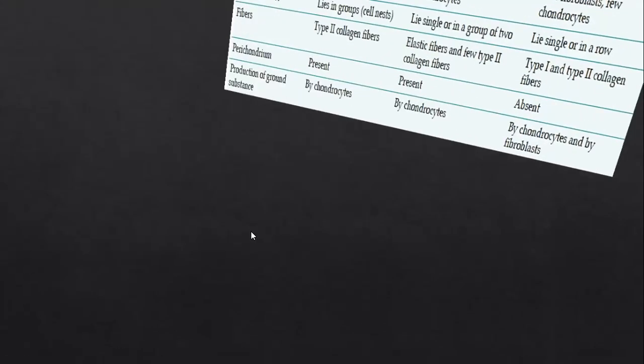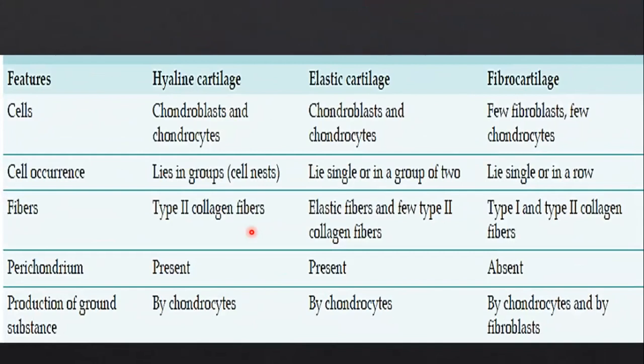And these are the differences between the three types. Please note that. You can see here in the fibers, in hyaline it is type 2, in elastic it is elastic fibers and few type 2, in fibrocartilage it is mainly type 1 and very few type 2. Then perichondrium is absent in fibrocartilage. Now the ground substance is produced by the chondrocytes in both hyaline and elastic cartilage. That is why it is known as aggrecan. But in fibrocartilage, because some is produced by fibroblasts, that is why it is versican.